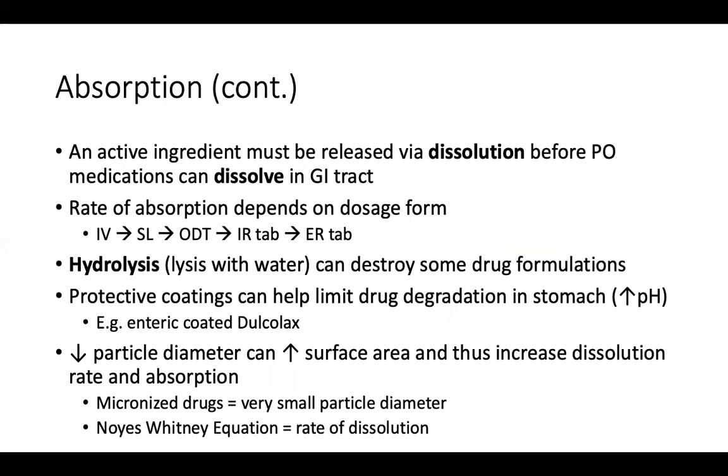Hydrolysis, as a reminder, can destroy some of the drug formulations as they're being absorbed. That's where we see protective coatings come in, and those can help limit that degradation in the stomach. We see the enteric-coated Dulcolax, for example; those coatings help the drug dissolve at a certain pH. If I remember correctly, the intestine has a higher pH than the stomach. Correct me if I'm wrong, but that's why we have that coating on there, so the drug is released somewhere else down the line.